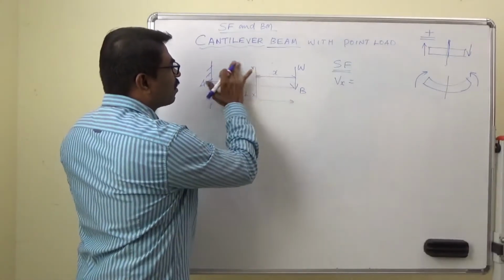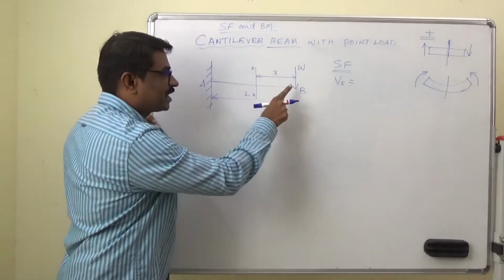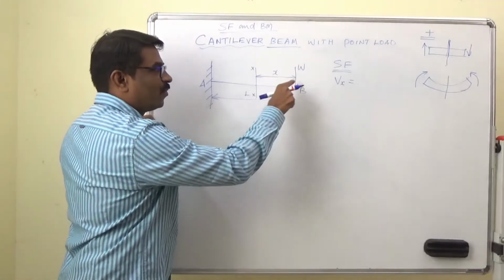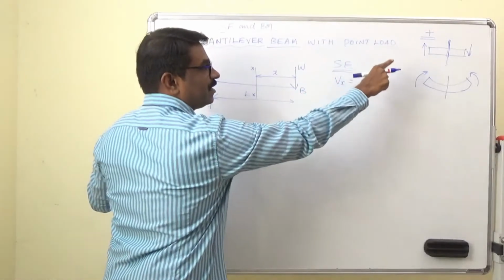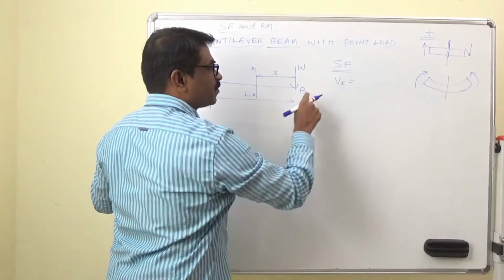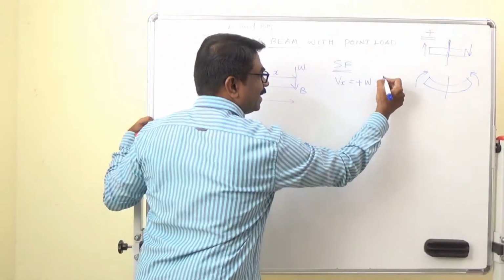Now according to the definition, how many forces are there to the right of the section? I have only one force, acting downward. Go to the sign convention. To the right, downward is positive. So the shear force is positive W. It is a constant.